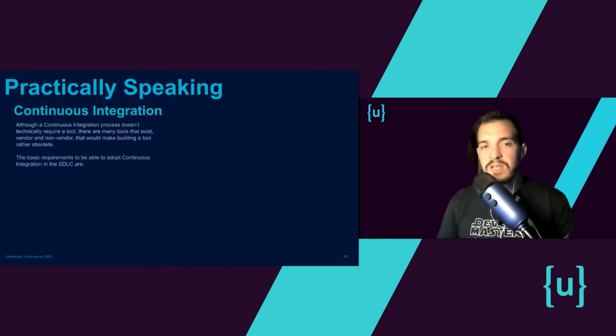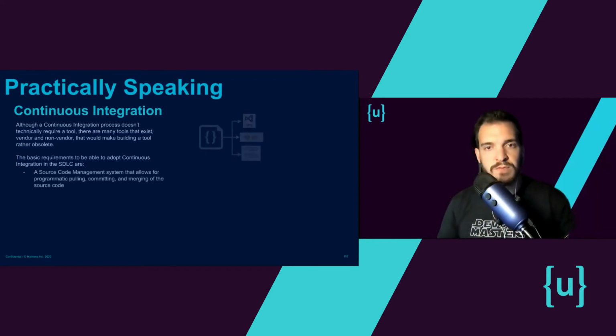Now, some of the basic requirements to adopt continuous integration, the first one is you need a source code management system, right? You need something that can manage your source code.